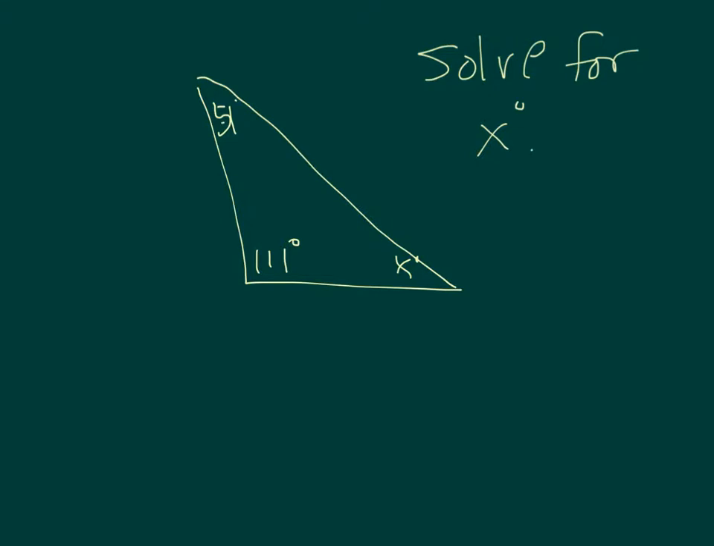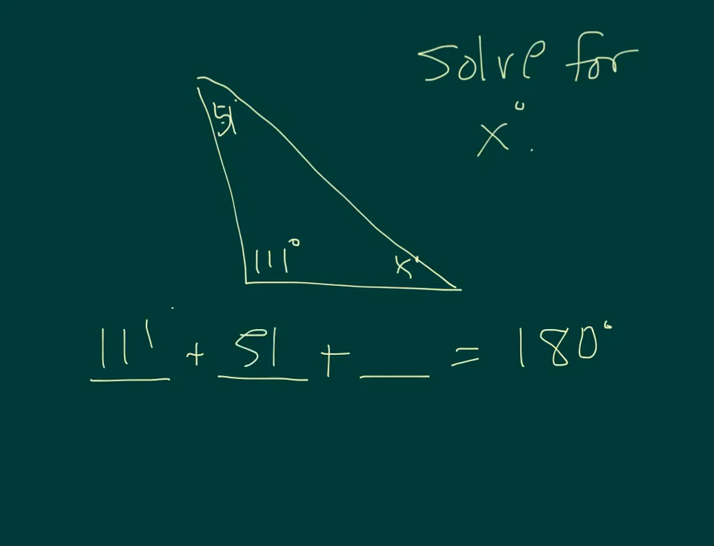Okay, for this triangle, I want you to solve for the missing angle, which is x. Since we're doing this together in class for review, remember when you're solving for missing angles, you go ahead and add up all 3 angles. All 3 angles equal how many degrees? 180. Okay, so I'm going to put in what I know. I know 111, I know 51, and I know x.